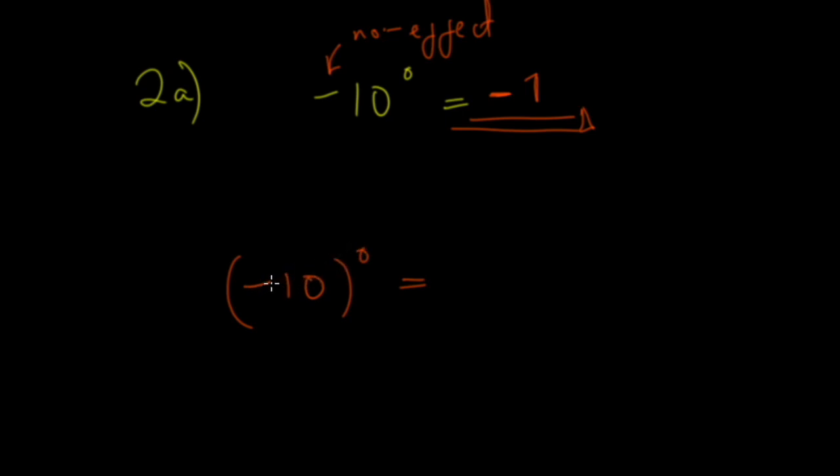So the 0 also affects the negative. So here we would get positive 1. This one is what you're supposed to get. This one is just for you to know what to look out for. If it's this, then it means negative is affected, but negative was not affected in our case.